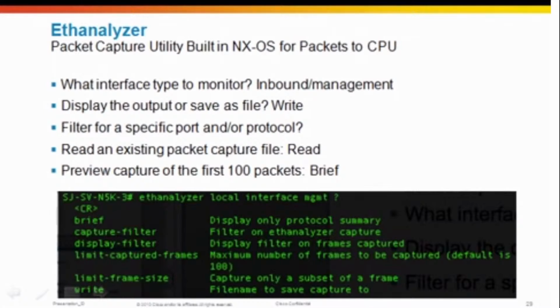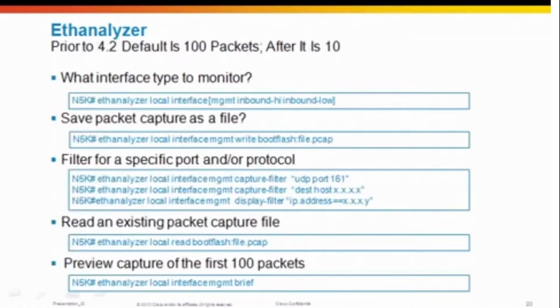Now let's see how to configure this. There's a little change in the commands in our code, but here are the latest commands to use. First off, what interface type do you want to monitor? Here's how you do it. The only difference in the commands is that before we used to have ETH analyzer local interface. Now in newer code, the command is ETH analyzer local sniff-interface. So there's a little change in the keyword, but everything else is about the same.